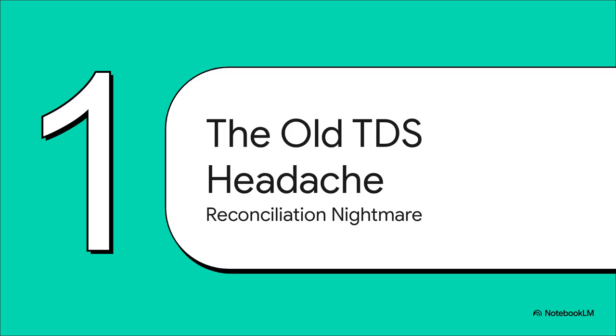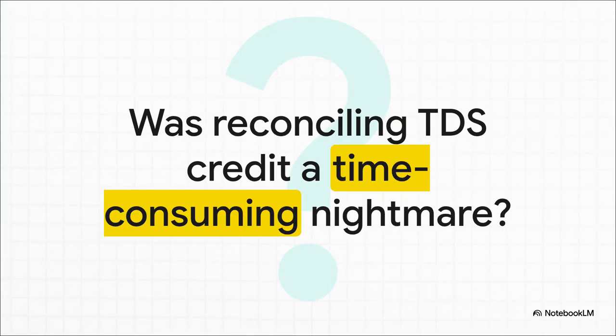First up, the old TDS headache. This was a reconciliation nightmare, and I'm sure for many of you, this is going to sound very familiar. So for all the suppliers out there, does this sound familiar? You get a single lump sum tax credit from a government client, and now you've got to match it against hundreds of individual invoices. It was a time-consuming, error-prone nightmare, right? You know exactly what I'm talking about.